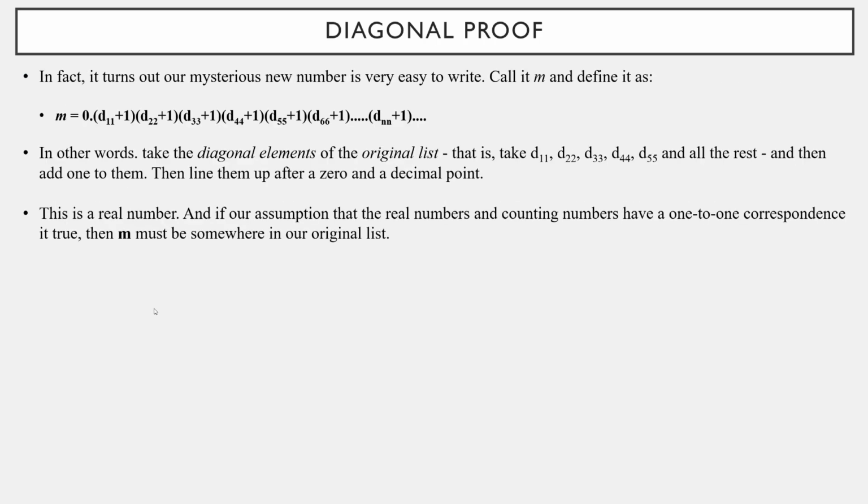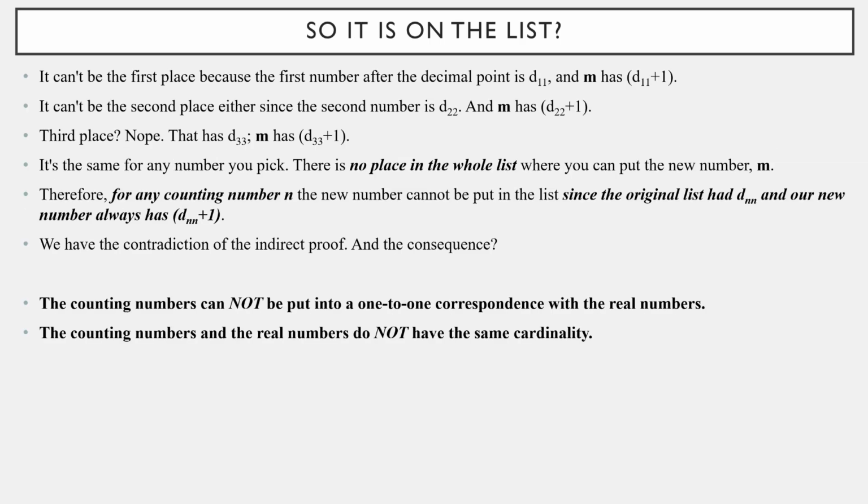All right. So whatever number you pick, there is no place in the whole list where you can put the number, because I can always find a diagonal. Like if you were like, let me take the 15th digit. Well, I would just go to my original correspondence in row 15, find digit 15 and add 1 to it. So for any counting number n, the new number cannot be put in the list since the original list had the nth digit in it. And our new number will always have whatever diagonal plus 1.